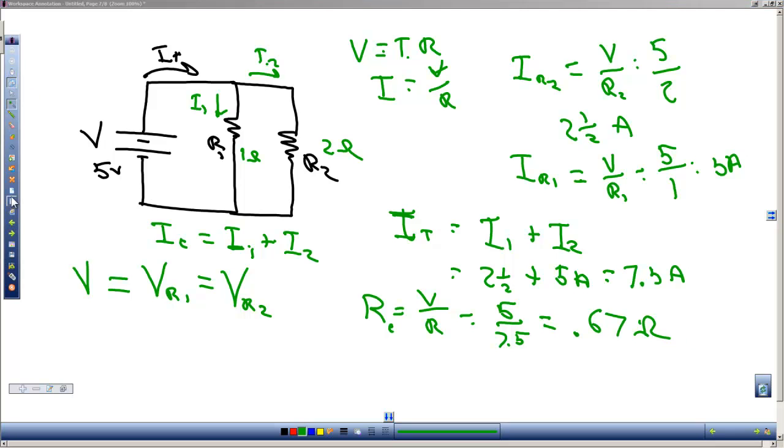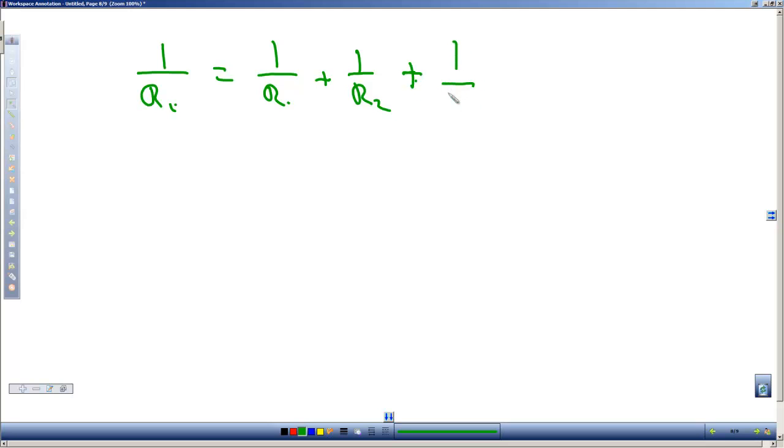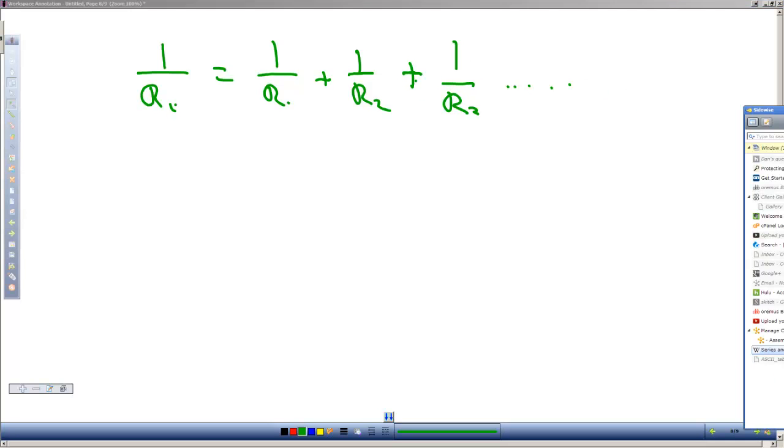Now another way of doing that, there's a longer equation, and that equation is, let me get a new sheet. That equation is that 1 over the total resistance is equal to 1 over R1 plus 1 over R2. And if we had more than two resistors in parallel, it would be plus 1 over R3 and so on. And for 2, this only works with 2.